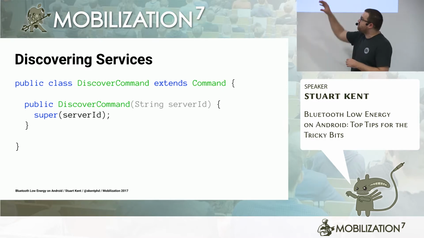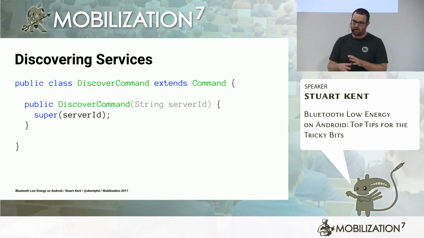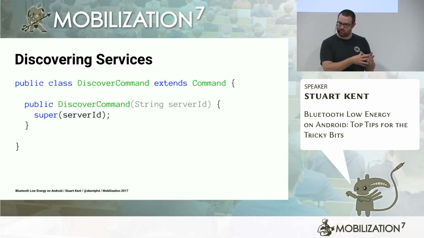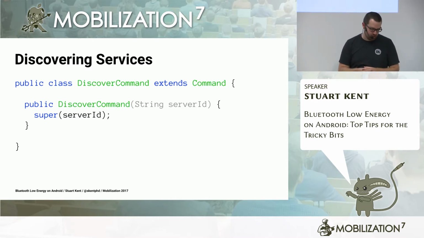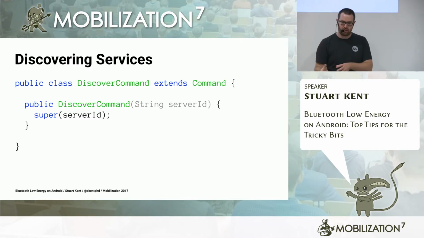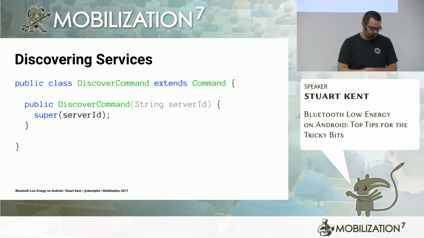So I'm going to go through this example of the command in a fair amount of detail, and then a lot of the ones that follow subsequently will be very similar structure, just slightly different, so I'll be a little bit quicker about those. So what we've done here is we've made a discover command which extends our base command, and this is going to be the thing that we submit to that command manager. And all it needs to know is the server ID so that we can dispatch it to the correct peripheral.